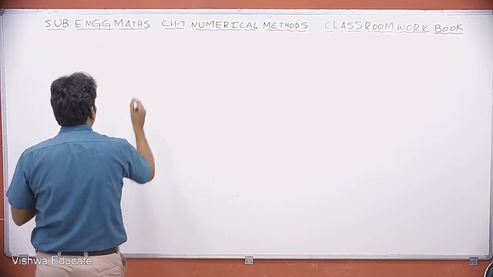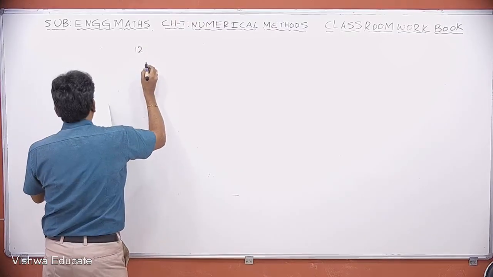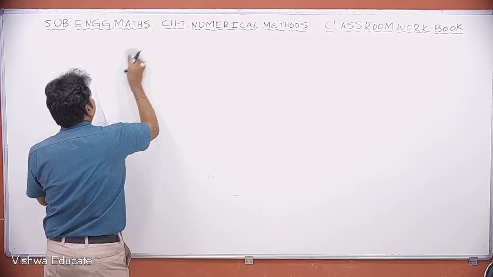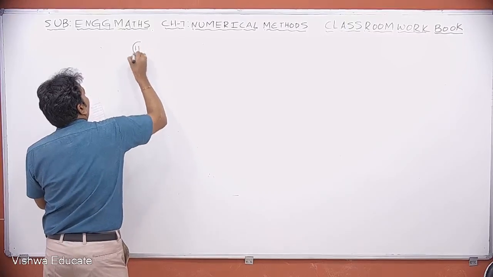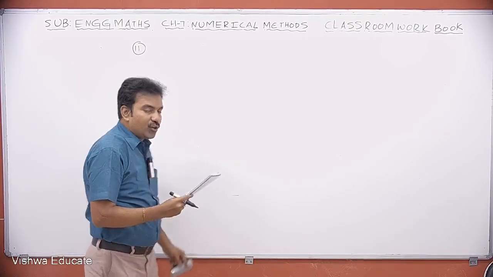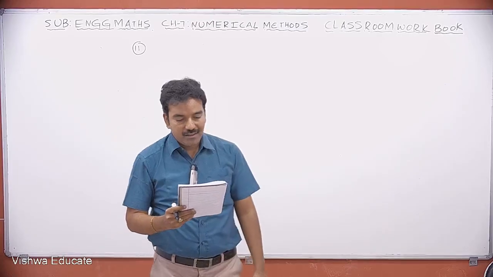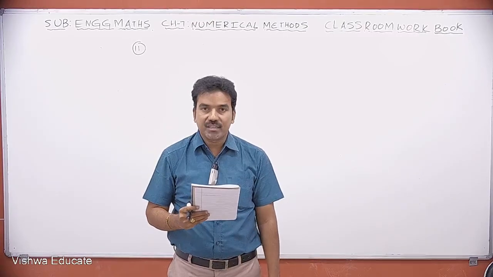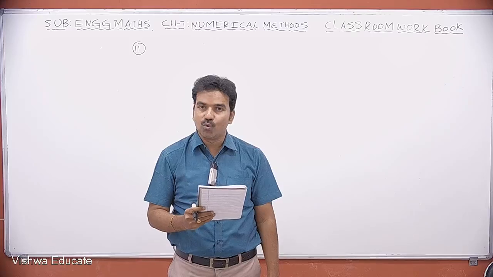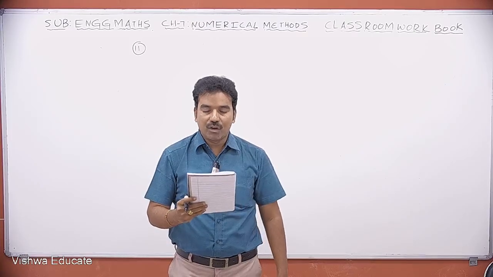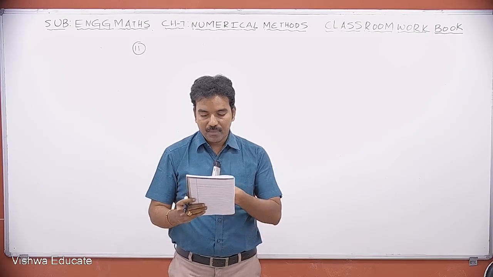Next we discuss question number 12. Sorry, question number 11. Question number 11. If a cubic polynomial f of x in x has roots at x equal to 1, x equal to 2 and x equal to 3, then which of the following must be true?